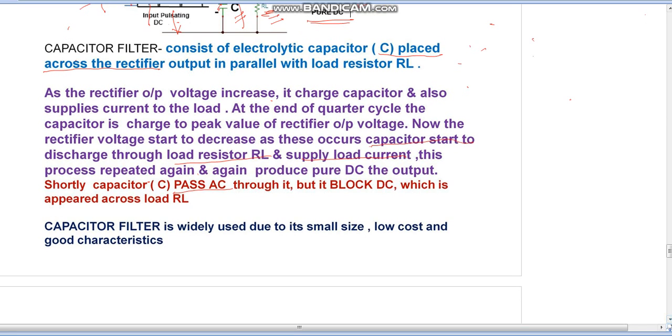Capacitor filter circuit is widely used due to its small size, low cost and good characteristics. Mostly in DC power supplies, capacitor filters are used due to their small size, low cost and good characteristics.